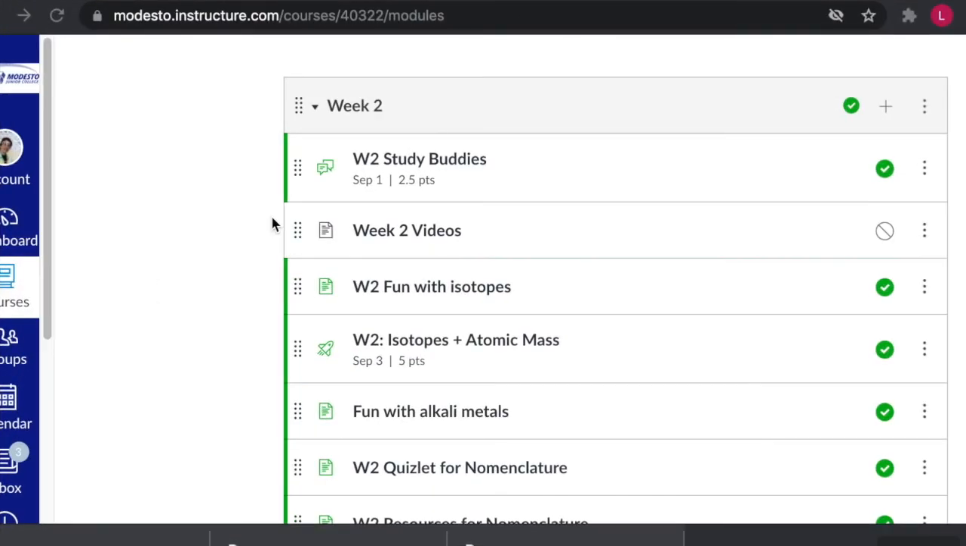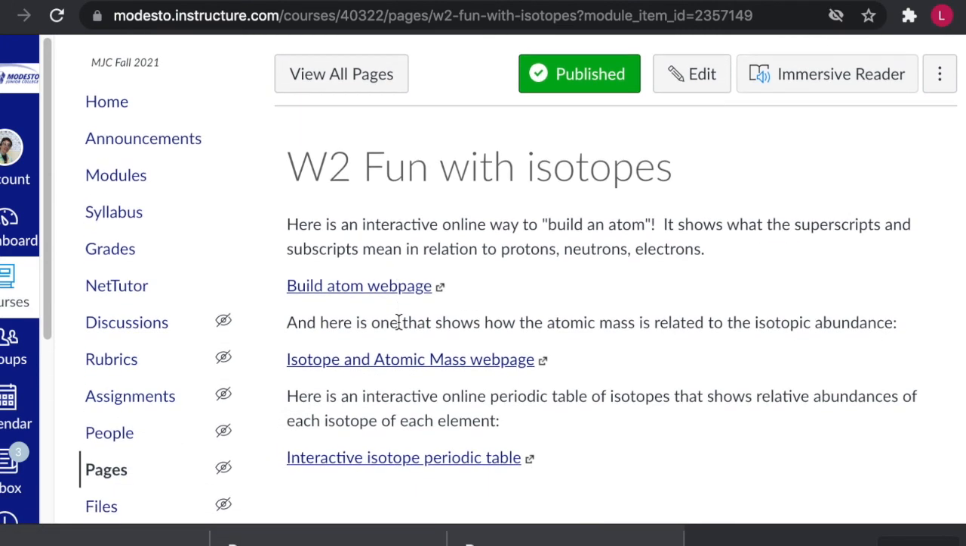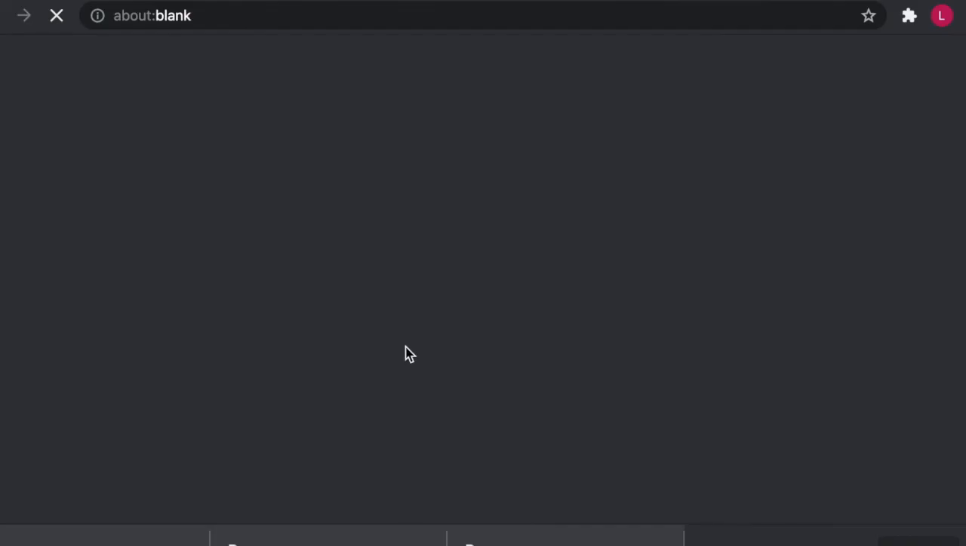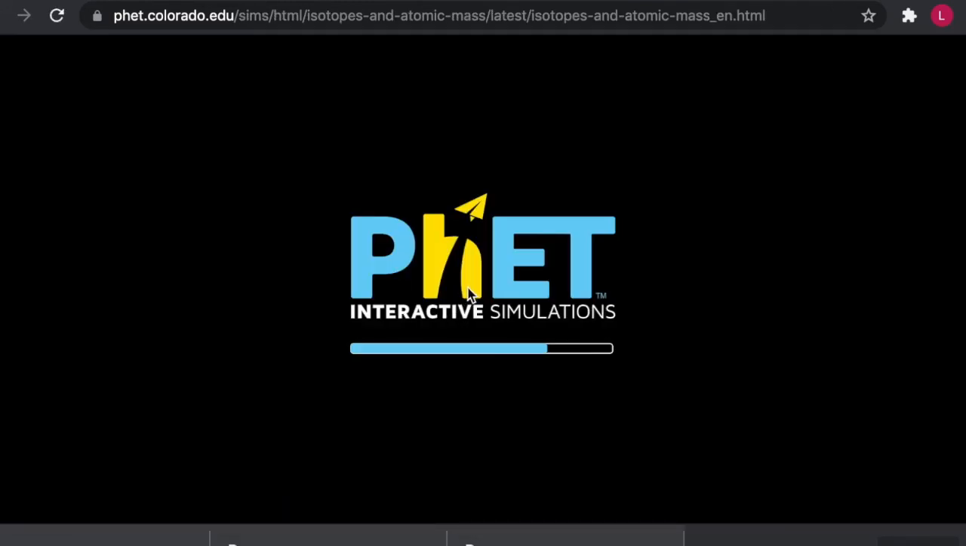Let's take a look at some of the resources we have on Canvas to help understand the average atomic mass and isotopes. If we click on the Fun with Isotopes page, we have some links to different resources. There is a page where you can build an atom, so if you need to understand more about protons, neutrons, and electrons. I wanted to take a look at the atomic mass webpage. We'll go ahead and start that interactive simulation.